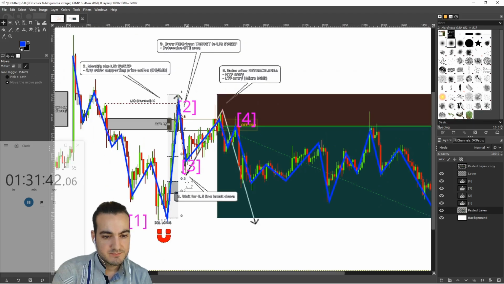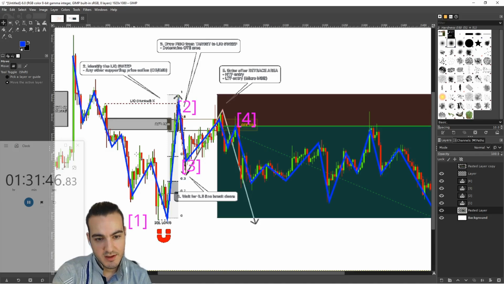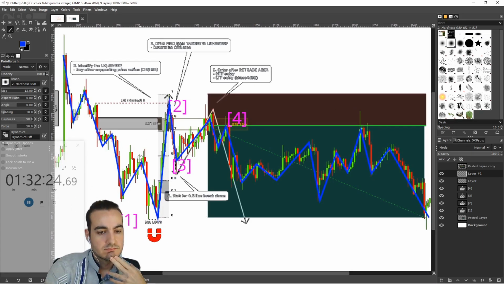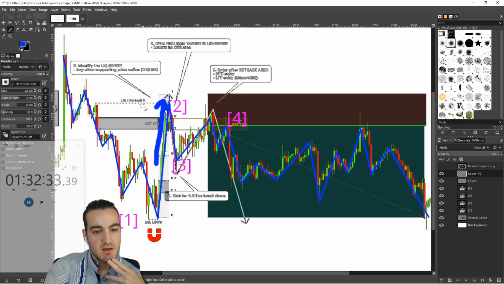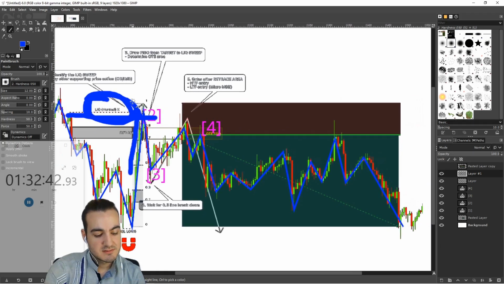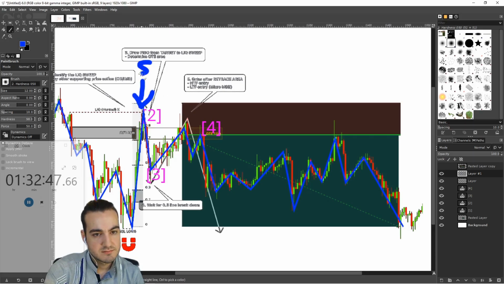We can see price making steady lower highs, lower lows. Come up, we have the break. Very strong break. All the way up. And it ends up forming an equal high, which means good liquidity. And also suggests that this is a stop hunt level.